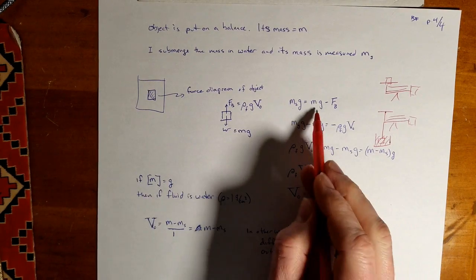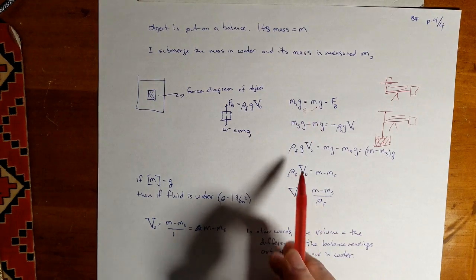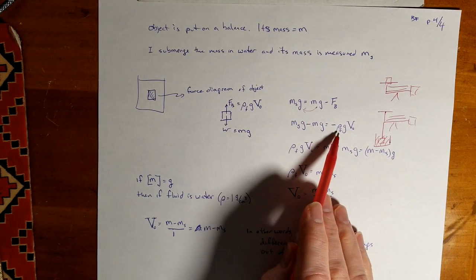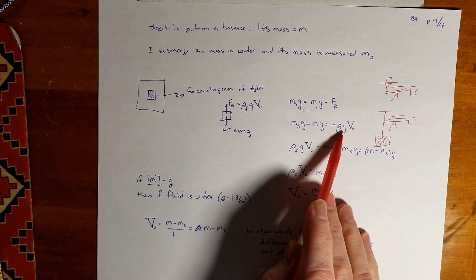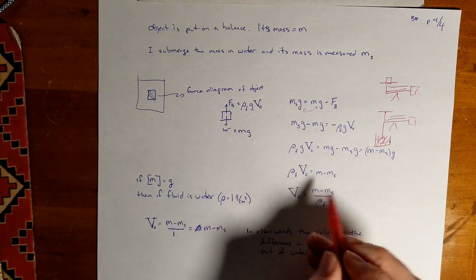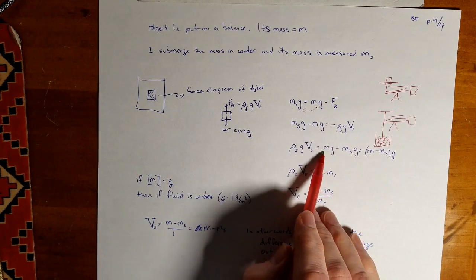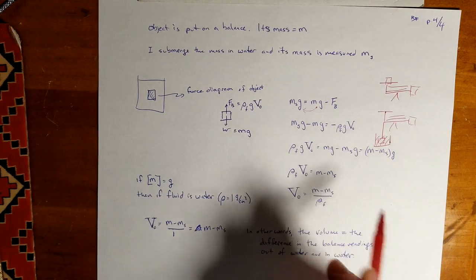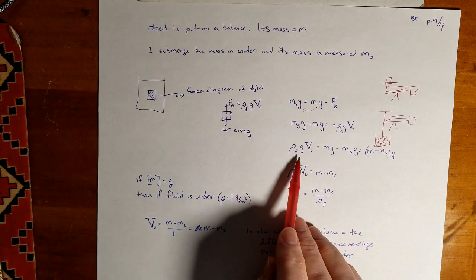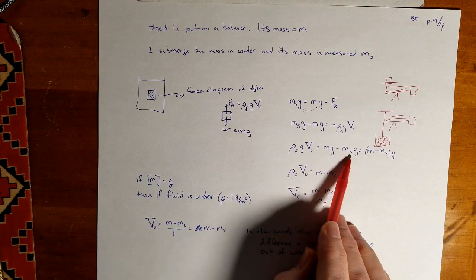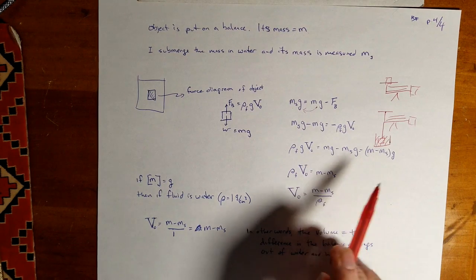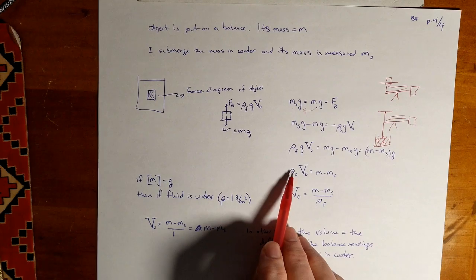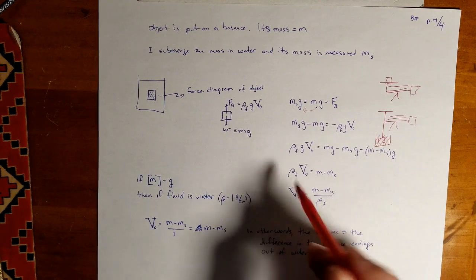Doing the fancy math here, bringing this over to the other side, I get msg minus mg is equal to the negative of my buoyant force. I'm going to flip sides there so that I'm dealing with just the first term being positive. It's a me thing. And then I factor out g, so I have m minus msg. If I divide by the acceleration due to gravity, g cancels out.